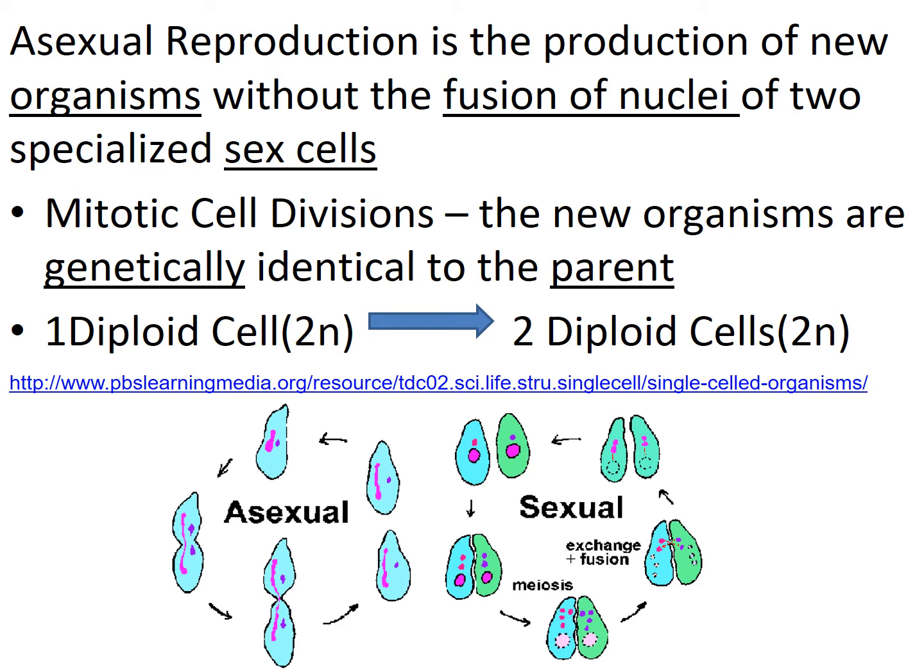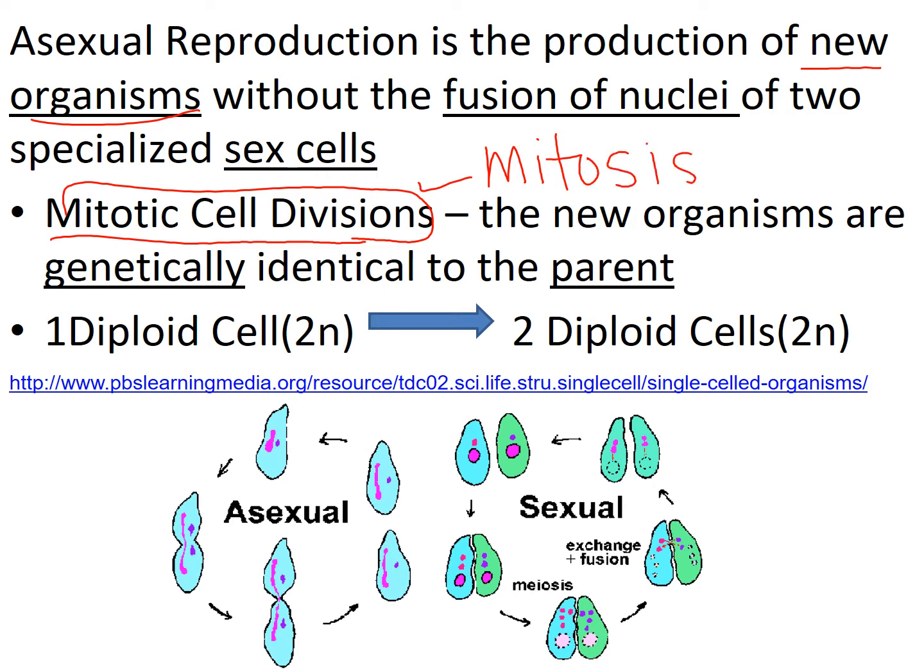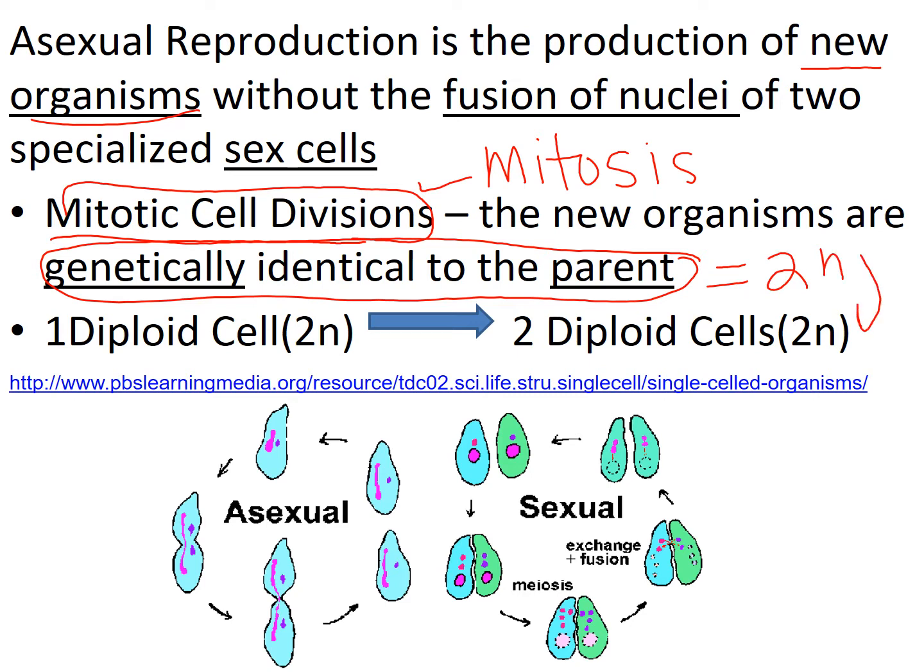So what is asexual reproduction? Obviously, asexual is not having sex. So it's specialized sex cells without having sex. This is a production of new organisms, okay? Now, they go under mitotic cell division. So this is again mitosis. All right. The new organisms are genetically identical to the parent. Remember I told you before that is called 2N because it produces two identical daughter cells.